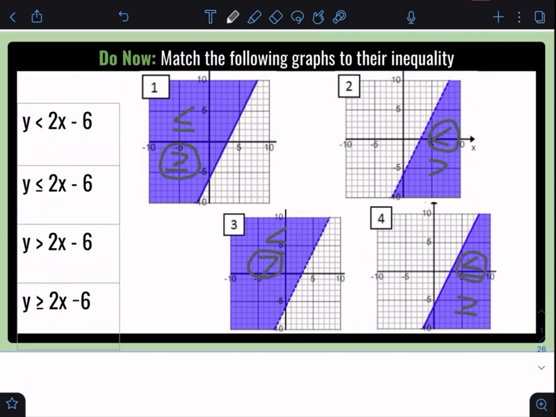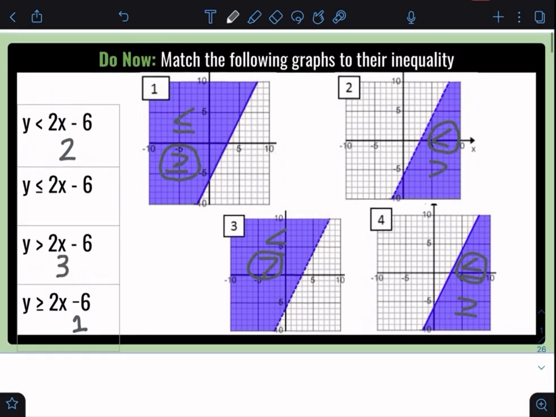So, this would be answer choice 1. This would be number 2. This would be 3. One of these I did wrong. Let me see what I did wrong here. This is a solid line, it's above the line, so it gets that symbol. That's good. So this would be answer choice 1. Then the less than symbol would be answer choice 2, the greater than symbol would be number 3, and this would be number 4.